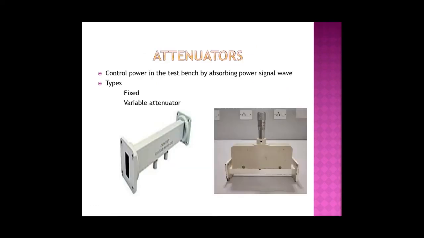Moving to the next slide is the attenuators. Attenuators are used to control the power in the test bench by observing the power signal wave. There are two types of attenuators. They are fixed and variable attenuators.